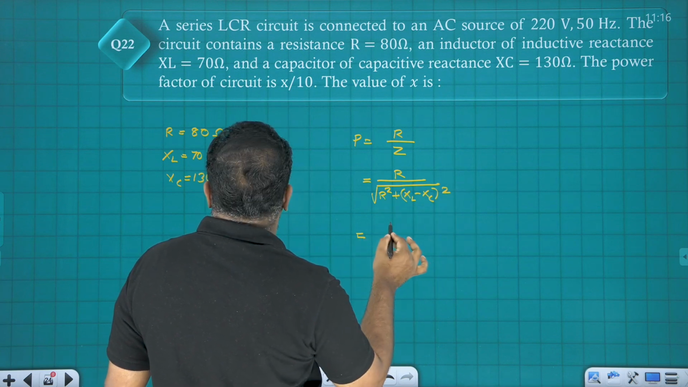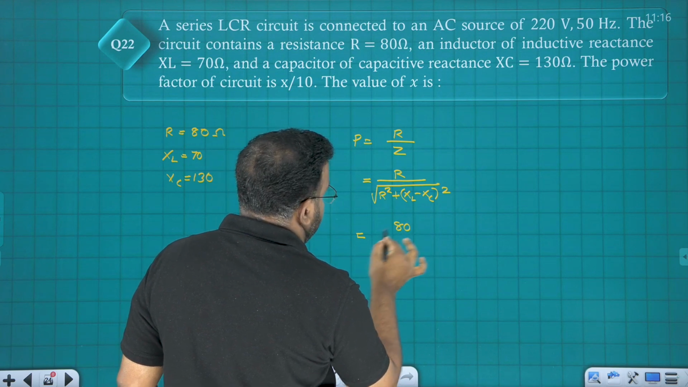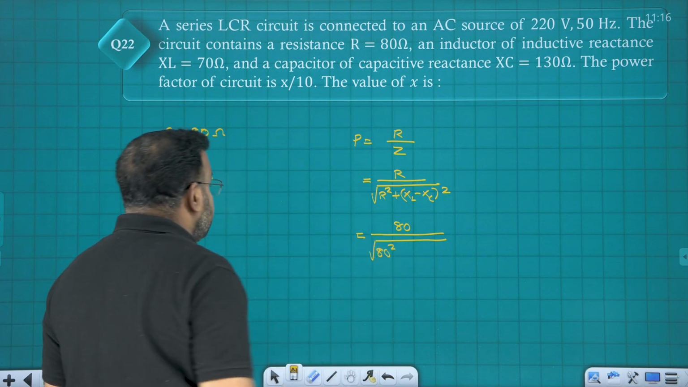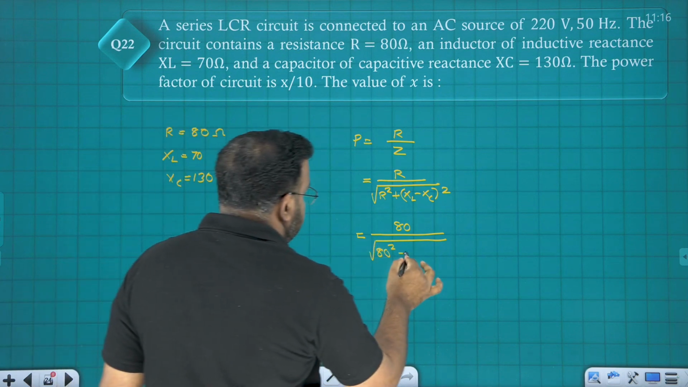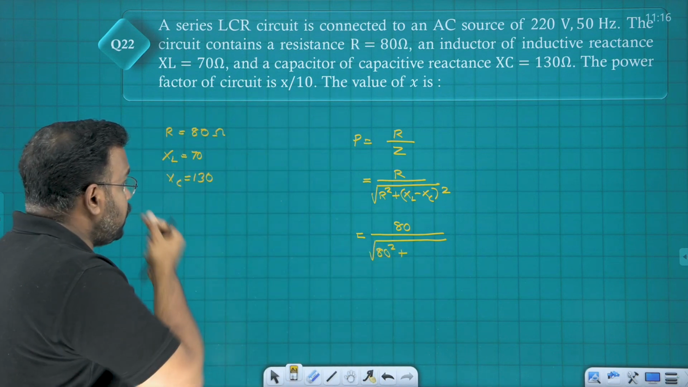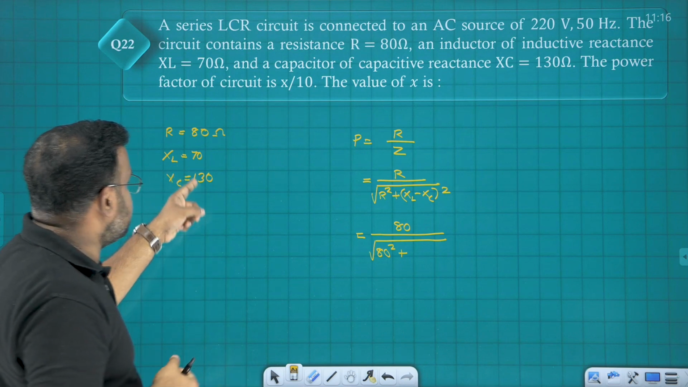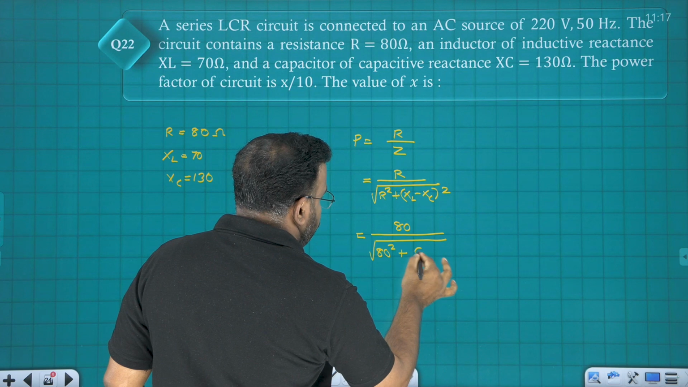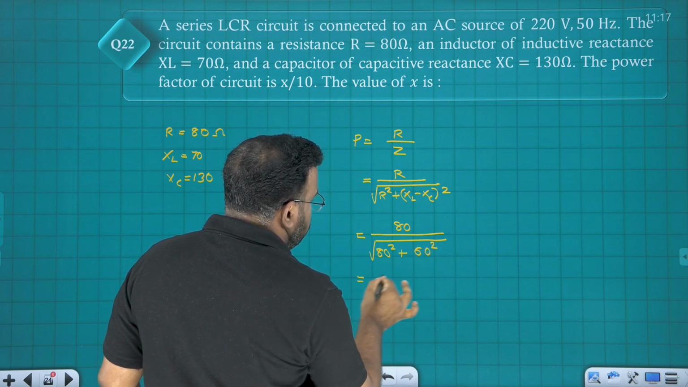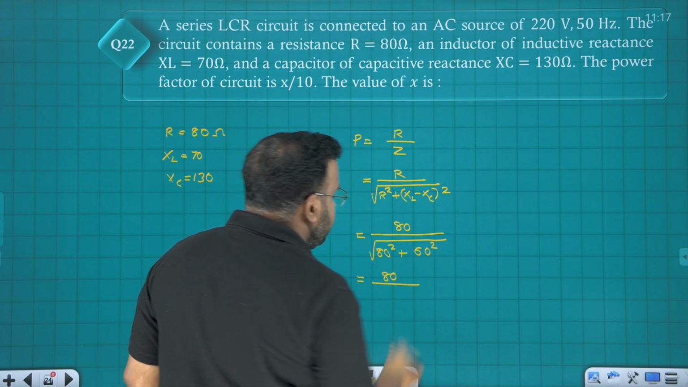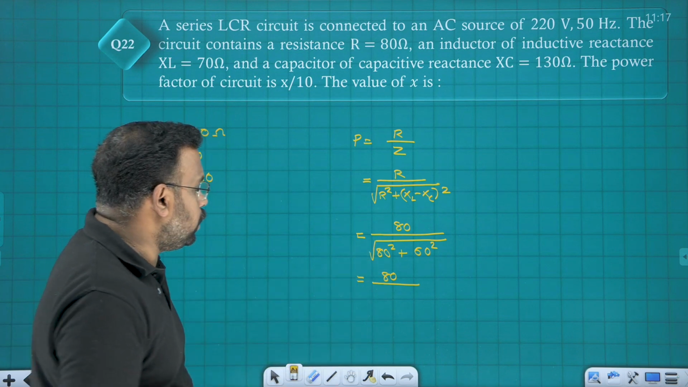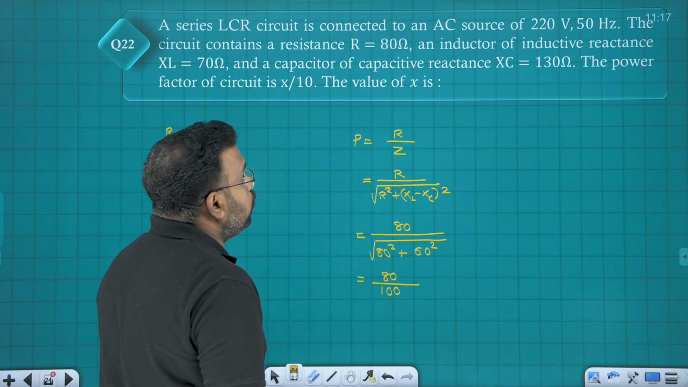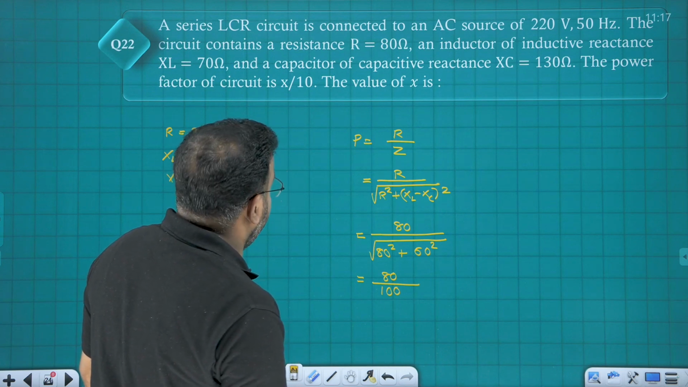So we can substitute R is equal to how much? 80 by square root of 80 square plus 80 square plus XL minus XC. XL is 70, XC is 130. So subtracting we get minus 60, squaring we get 60 square. So this is equal to 80 by root of 80 square, 6400 plus 3600, square root of 10,000, which is equal to 100. So what are they asking? x by 10.